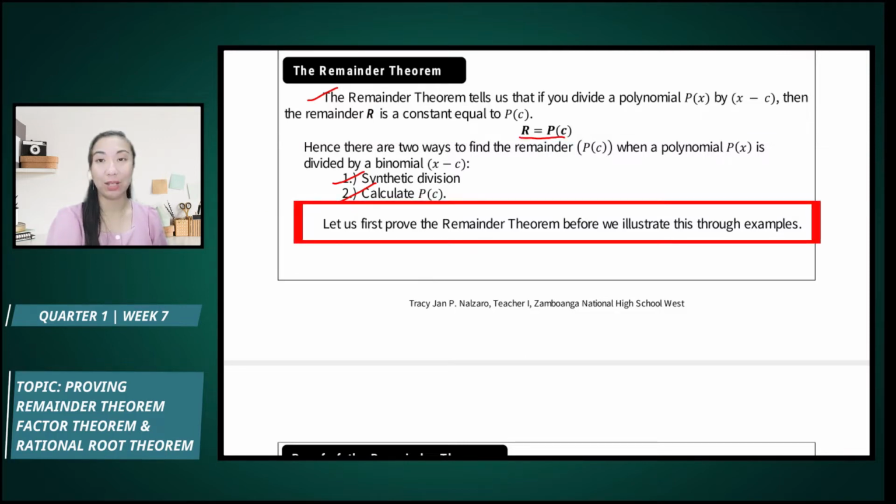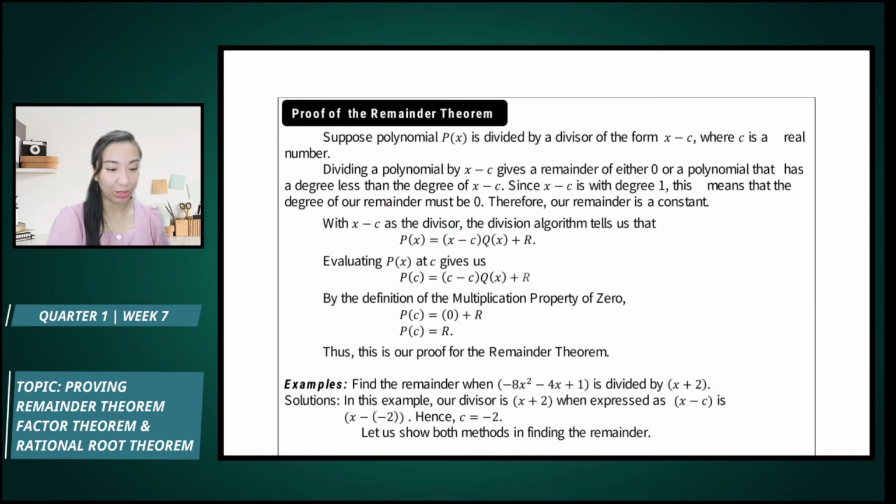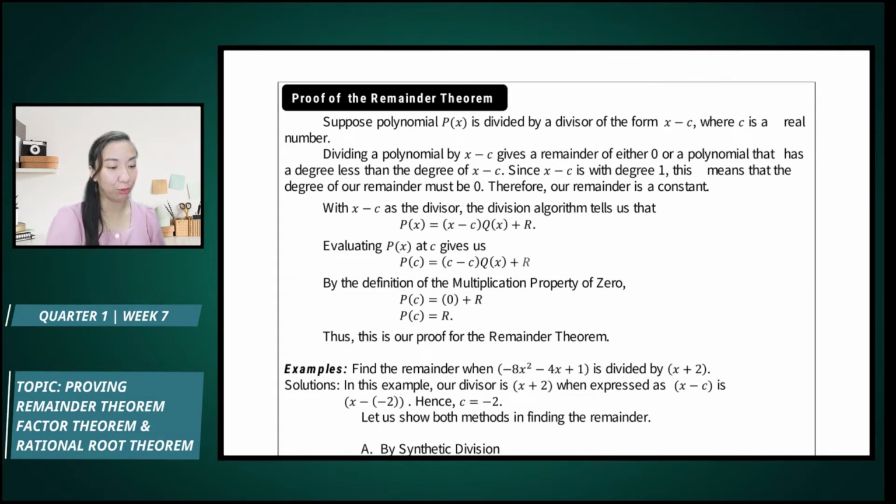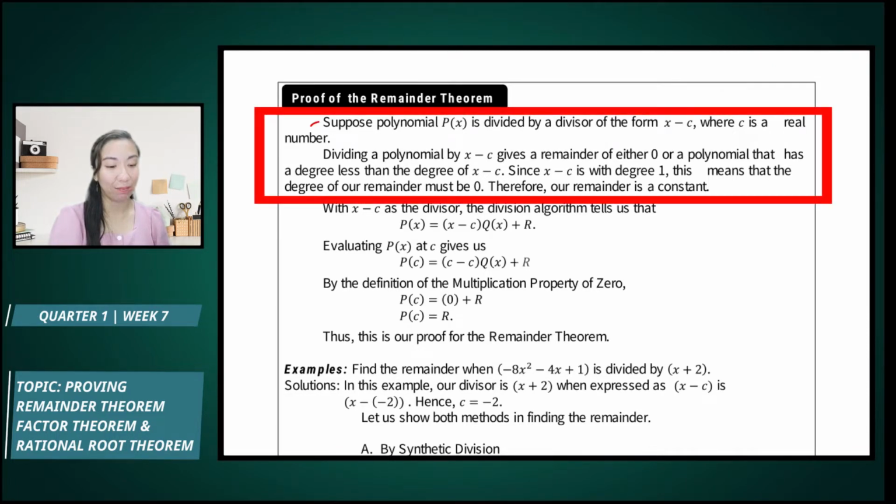Let us first prove the remainder theorem before we illustrate through examples. As you can see on the next page of your CAPSLET, we can see here the proof of the remainder theorem. So please follow. Suppose polynomial p of x is divided by a divisor of the form x minus c, where c is a real number. Dividing a polynomial by x minus c gives a remainder of either 0 or a polynomial that has a degree less than the degree of x minus c. Since x minus c is of degree 1, this means that the degree of our remainder must be 0. Therefore, our remainder is a constant.